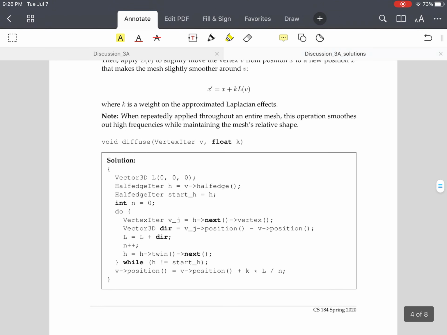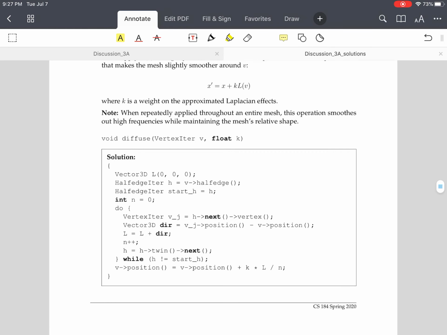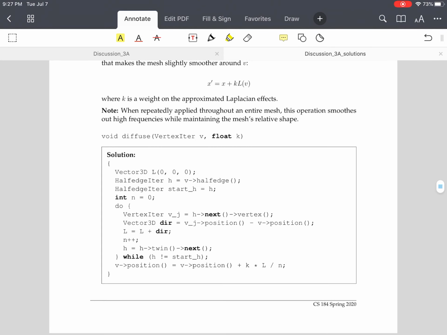Once again, not a huge method, pretty simple. So we start off with L just 0, 0, 0. Basically, we're just initializing it to nothing. Same as before, get H, the half edge, get the start one so we know when we've looped back around. This time we're going to keep this variable n to count how many neighbors we have, because when we come back, we want to average by that n, divide by that n. And then the do while loop again, and once again, the stopping condition is when our H is back to our starting.